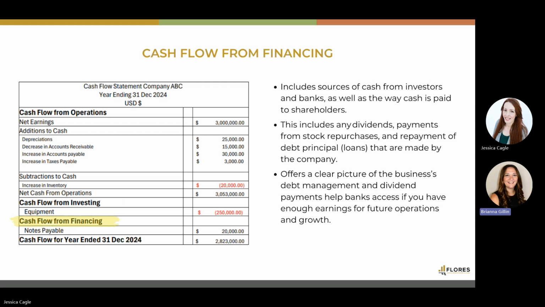And lastly, another cash flow type is from financing. Cash from financing activities includes the sources of cash from investors and banks, as well as the cash paid to shareholders. This includes any dividends, payments from stock repurchases, and repayment of debt principal that are made by the company. Cash flow from financing offers a clear picture of the business's debt management and dividend payments, and helps banks assess if you have enough earnings for future operations and growth.